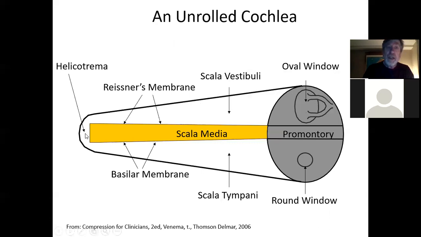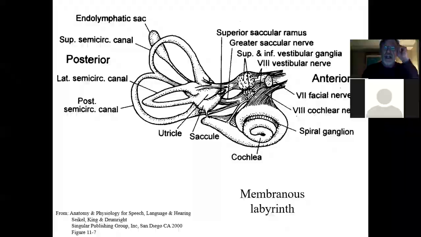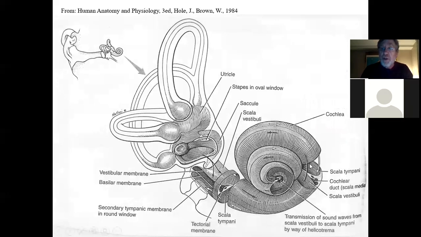When the oval window pushes in, the fluid goes around to the helicotrema. And here's the bony labyrinth, scala tympani. So scala vestibuli and scala tympani are connected only at the tippy top of the cochlea. You can see that here too. This and this are connected only at the very tippy top of the cochlea.